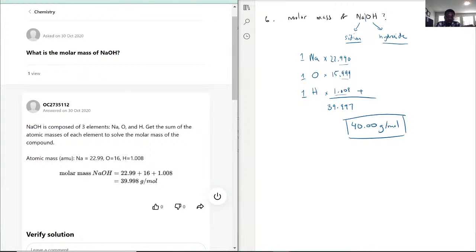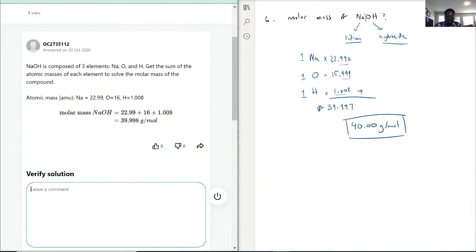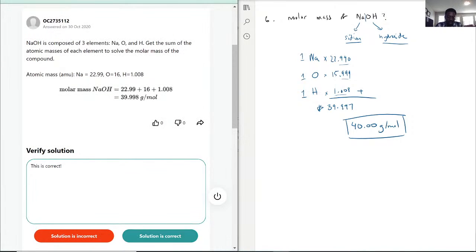So exactly here, they had different values for it. If they were using oxygen, for example, as significant digits, it'd just be 40 as well. But as long as we have close numbers from the original one, I have 39.997, and they have 39.998. So this is correct. Let's move on now to question 7.